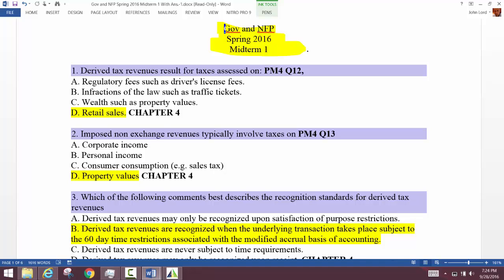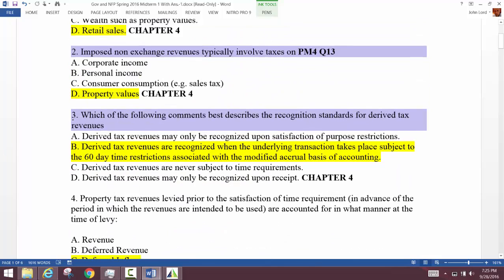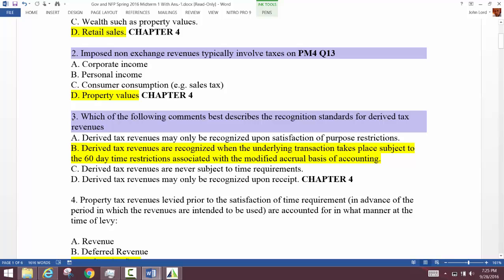Derived tax revenue, retail sales, classic example of derived tax revenue. They derive their value from the underlying transaction, for example, sales, right? Another example of derived would be what? Income taxes. Good. They derive their value from the underlying generation of income, right? Imposed, classic example was what? Where the government just imposes the amount on you. That is what? Property taxes, fines would be an imposed, right?